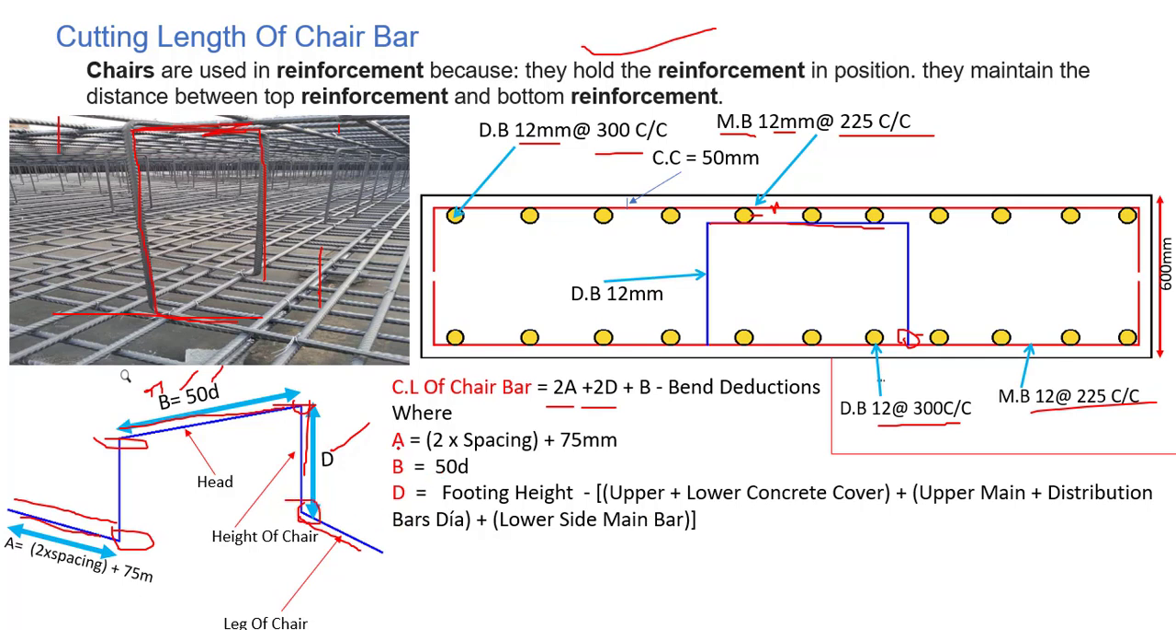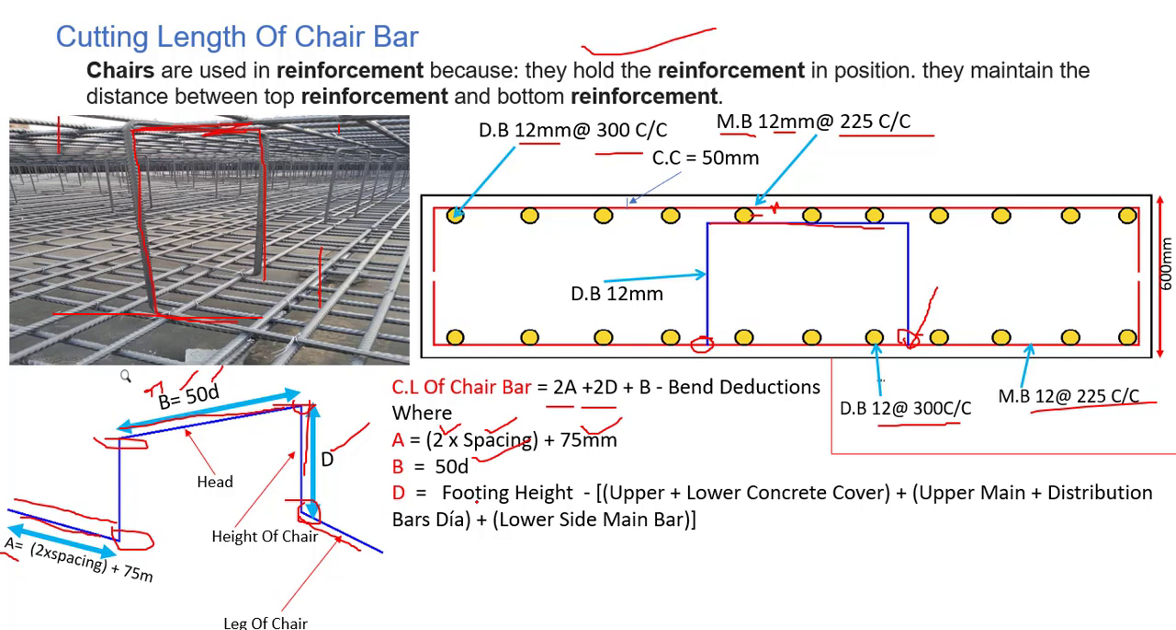For A, in order to find it we go with this formula: 2 into the spacing between main bars, because this is going to lay on our main bar at the bottom. So we need to go for the spacing of the main bar, 2 into spacing plus 75 mm. We need to add this additional value as well. Now B will be equal to 50 into dia of bar.